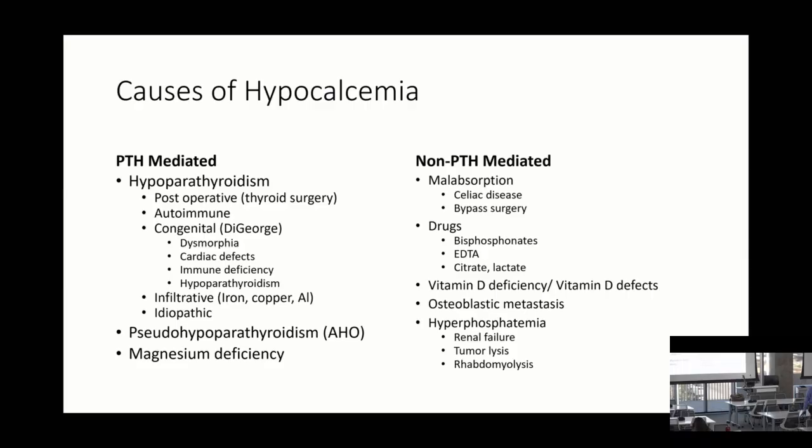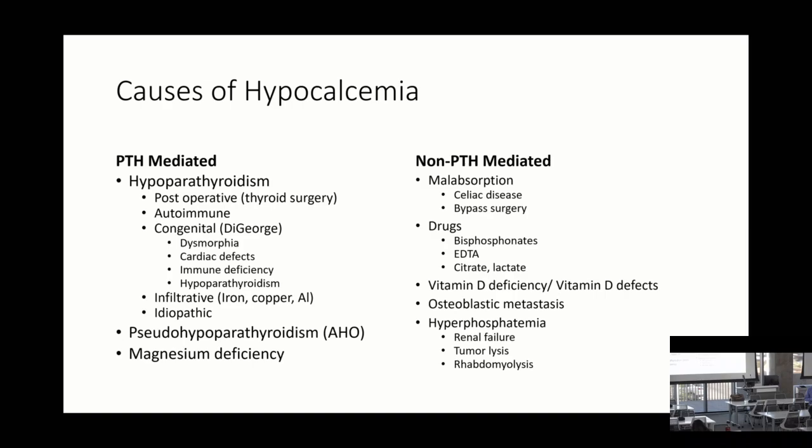And then magnesium deficiency. Magnesium is a cofactor for PTH action and secretion. So when you have a very low magnesium state, you can have a loss of PTH action. And then non-PTH mediated, this is where you have conditions that decrease the availability of calcium to the body through poor absorption or increased resorption to the bones. So things like celiac disease or bypass surgery, when you have gastrointestinal issues that lead to decreased absorption of calcium.